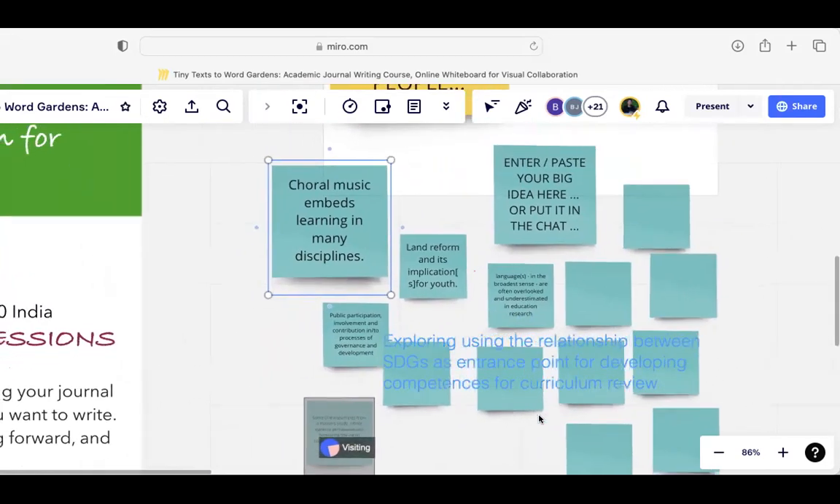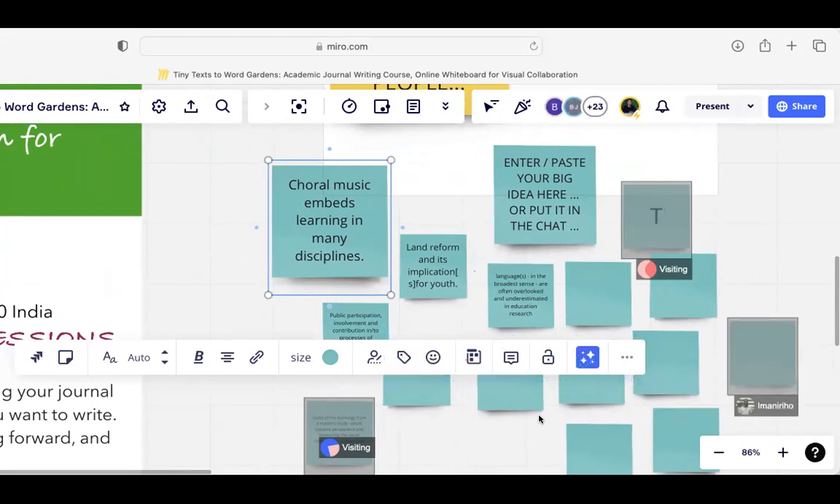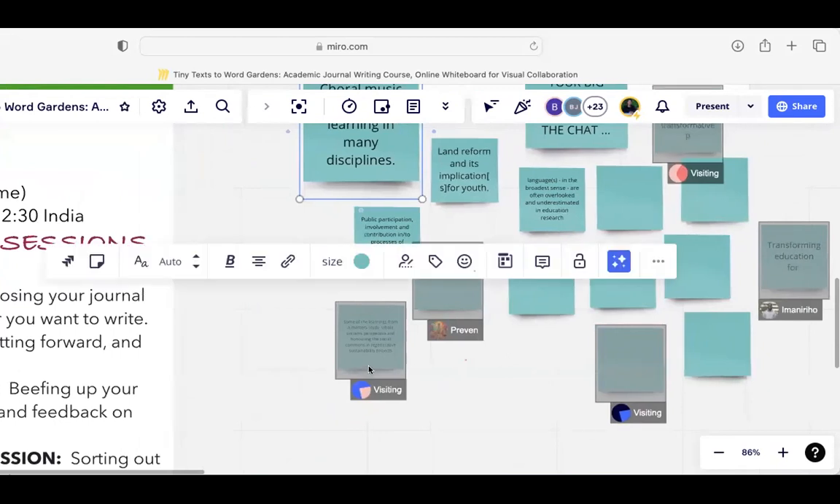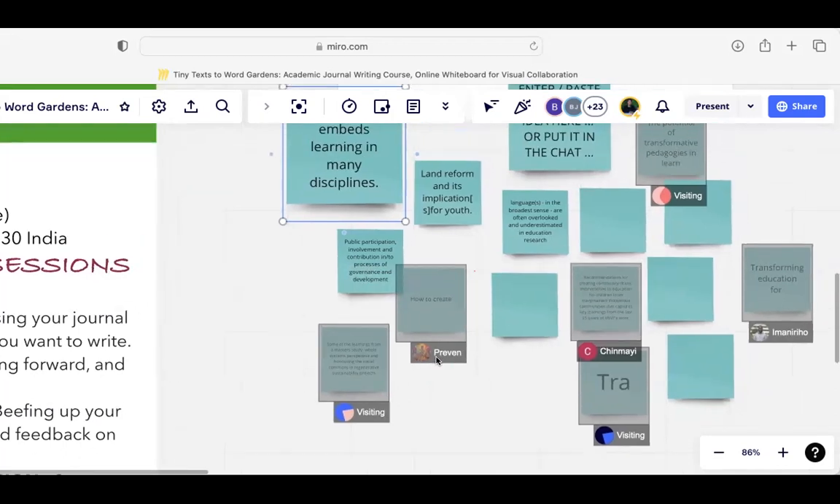So we've got somebody here wanting to write about land reform and its implications for youth. We've got somebody else wanting to write about choral music and how it embeds learning in many disciplines. We've got somebody else wanting to write about languages in the broadest sense and how they are overlooked and underestimated in education research. We've got somebody else wanting to write about some of the learnings from a master study, which is on the whole system perspective and honoring the social commons in regenerative sustainability projects.